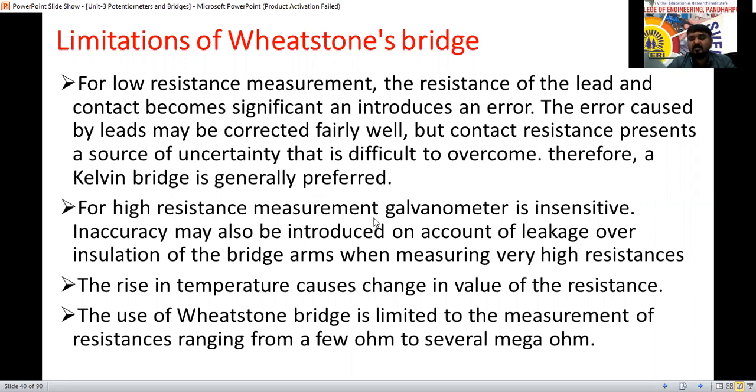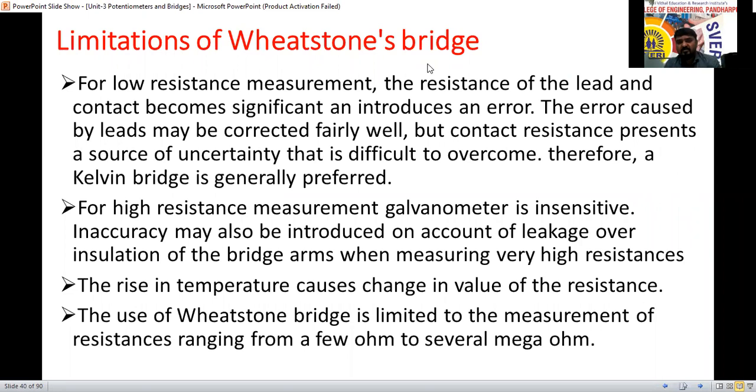For high resistance measurement, the galvanometer is insensitive. Inaccuracy may also be introduced on account of leakage over insulation. Because of high resistance, the leakage will start to find another path. So leakage will be introduced over the insulation of the bridge arms when measuring very high resistances. And even the rise in temperature causes a change in the value of resistance. The temperature will change, then the resistance value will also change. So for that reason, we can say it is not suitable for high resistance values.